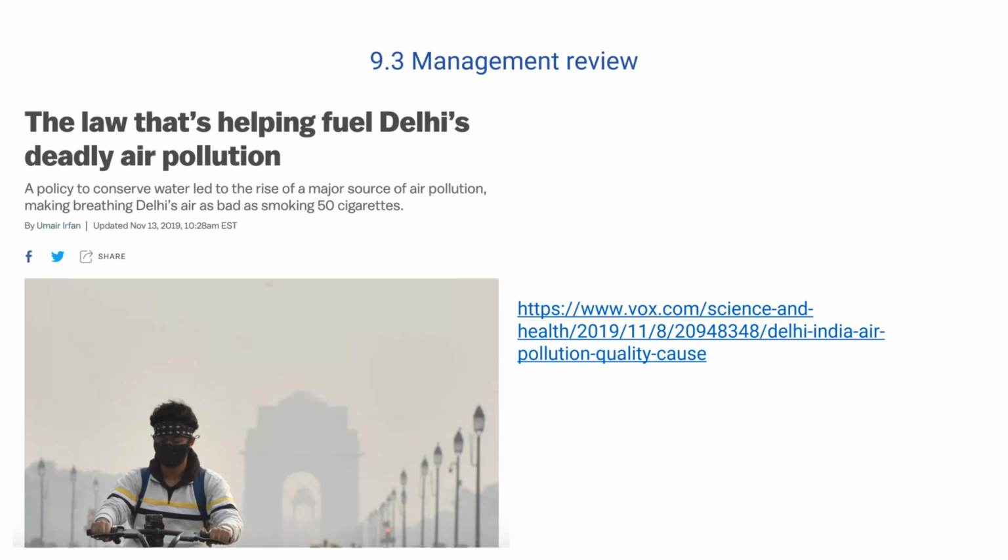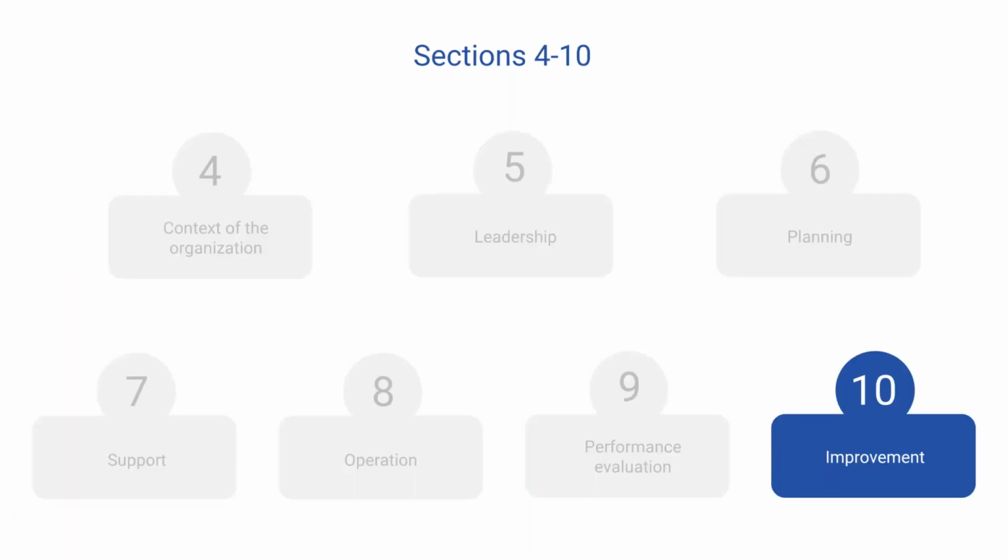So hopefully India is reevaluating this regulation along with others. There's obviously a lot of other reasons for the air pollution. But the point here is when you do your management review, look both for the good stuff as well as the bad stuff, as well as the unintended consequences, because there will always be unintended consequences.